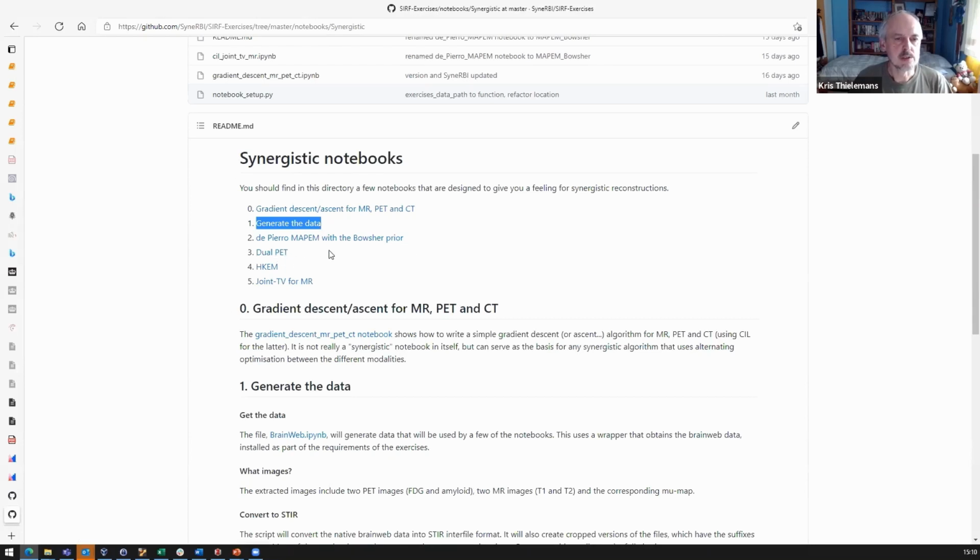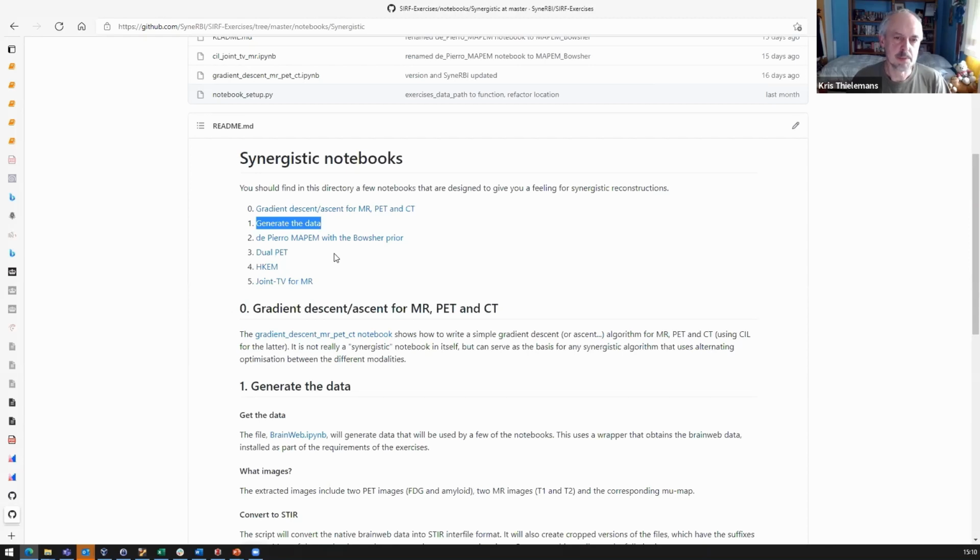There is the dual PET one that then says, okay, now that you've been able to do this, you can also set it up for reconstruction, where you can alternate between 2 reconstructions of PET data. So suppose you have 2 different tracers. You can now say, okay, I'm going to reconstruct one tracer where I use the other one as guide, and then flip the roles around. So it does that with the Bowsher prior because you have that implemented.